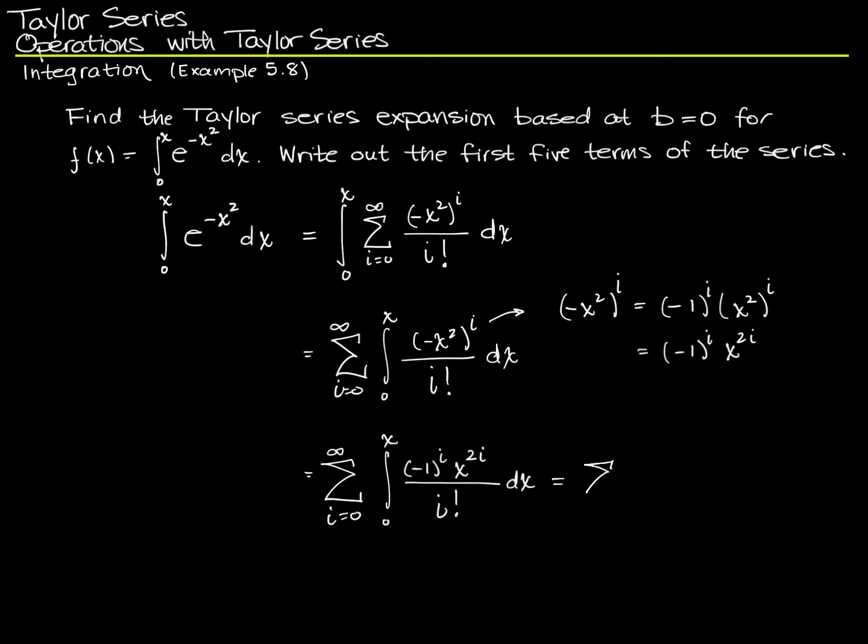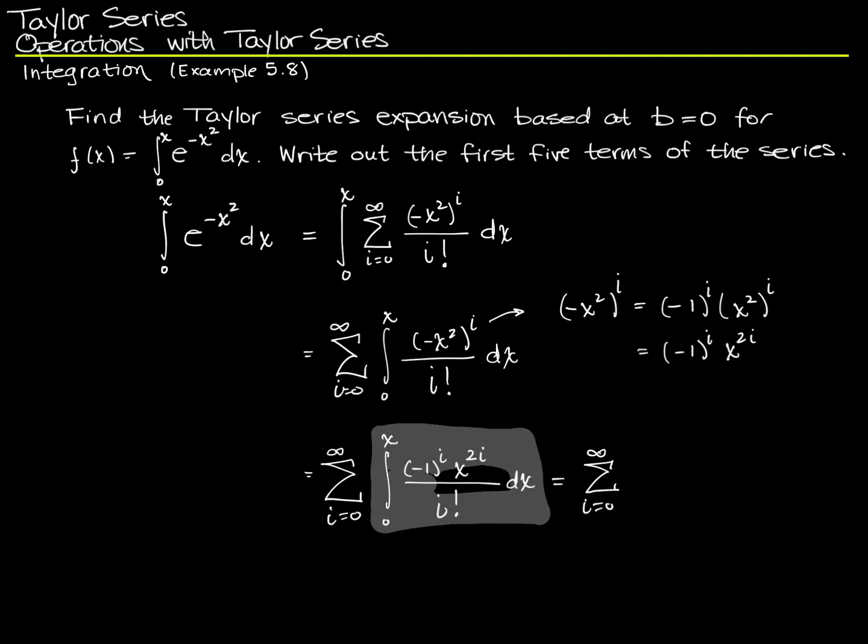And now we can integrate. I'm working now inside here, taking this integral. That's the next step. Notice that i factorial is a constant, and -1 to the power of i is a constant. And then x to the power of 2i integrates as x to the power of 2i plus 1 divided by the new exponent, 2i plus 1.